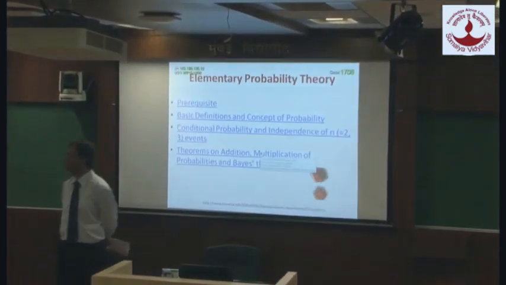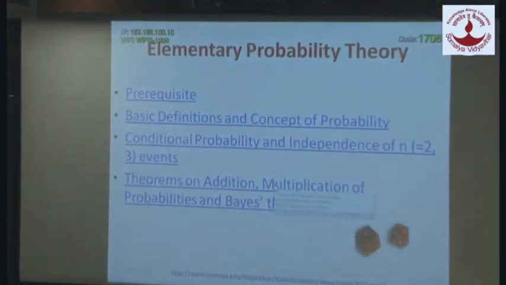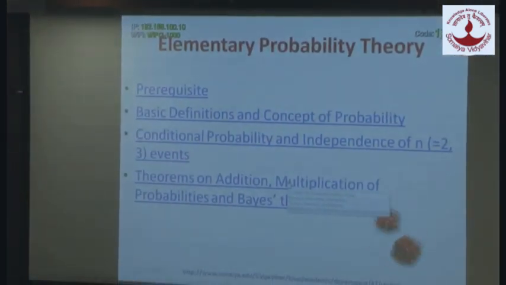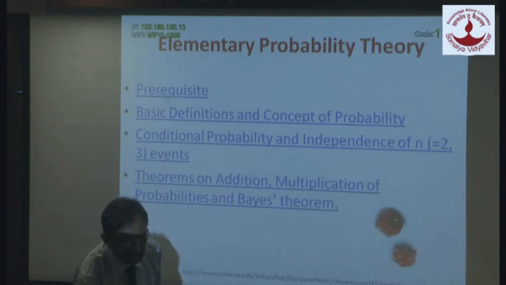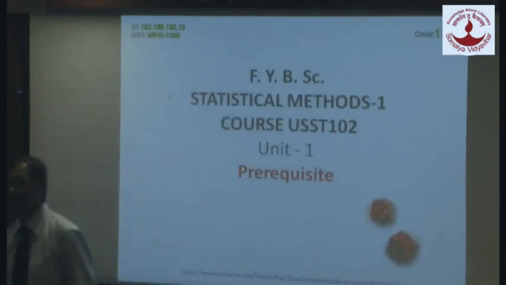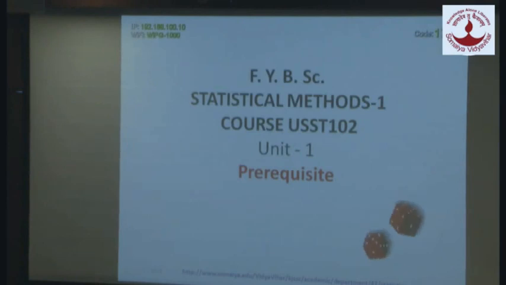prerequisite, basic definition and concept of probability, conditional probability, and independence of events, where we will restrict to either 2 events or 3 events, and then some basic theorems, that is addition theorem, multiplication theorem, and Bayes theorem. Now to learn the probability prerequisite, I am going to talk on the factorial notation, fundamental principle, and what we mean by permutation and combination, because in probability what is more interesting is how to determine the total number of exhaustive cases and the total number of favorable cases. The principle of counting is very important.